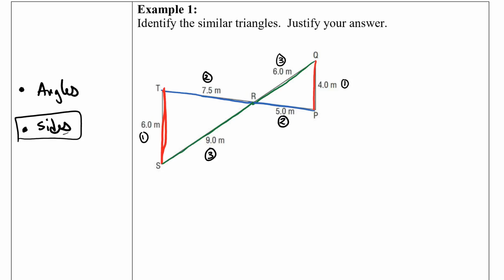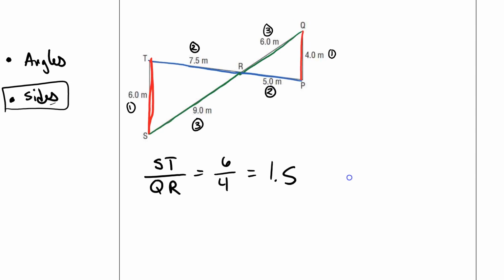So first things first, let's deal with the red. So ST over QR equals 6 over 4, which is 1.5. All right. So if we see that the corresponding sides here, TR and PR, is also 1.5, and SR and QR are also 1.5, we'll know that they're corresponding.